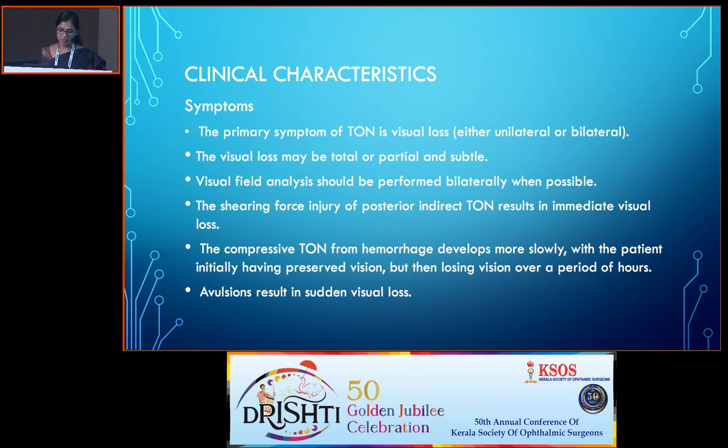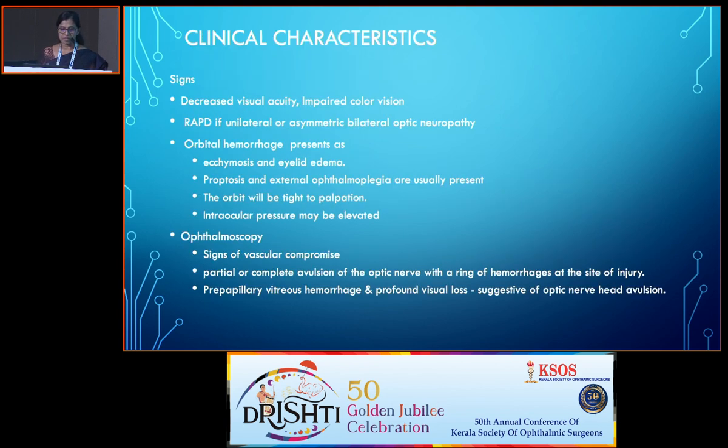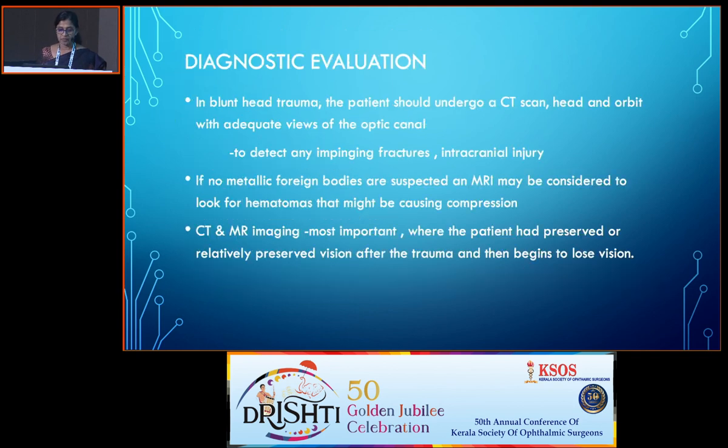So symptoms would be visual loss. Most of the time, we won't be able to assess visual acuity since the patient will be in the ICU with loss of consciousness or orientation. We may have to depend on pupillary reflex. Signs again, pupillary reflex is very important to suspect traumatic optic neuropathy. Ophthalmoscopy, most of the time, will be normal. If there is optic nerve avulsion, there will be hemorrhage. For optic atrophy to develop, it takes about 4 to 6 weeks.